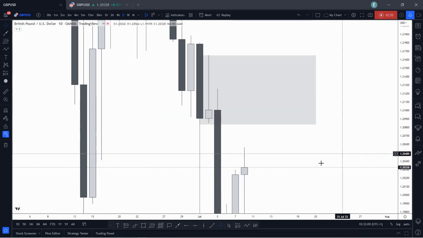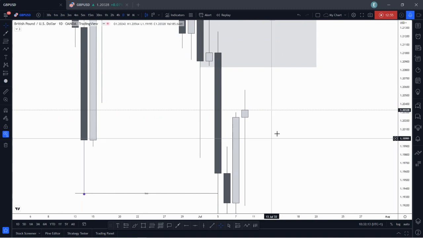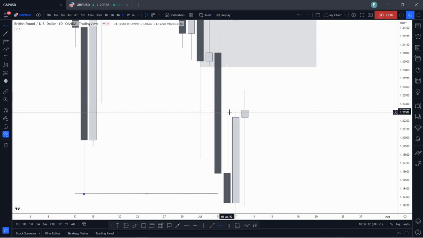So as you can see on the daily time frame, the market closed bullish on Friday, closed bullish on Thursday, and you can see this Friday's candle closed above the wick of Thursday's trading candle. So this is giving me a sign of bullish strength. It's giving me a sign of bullish trend.